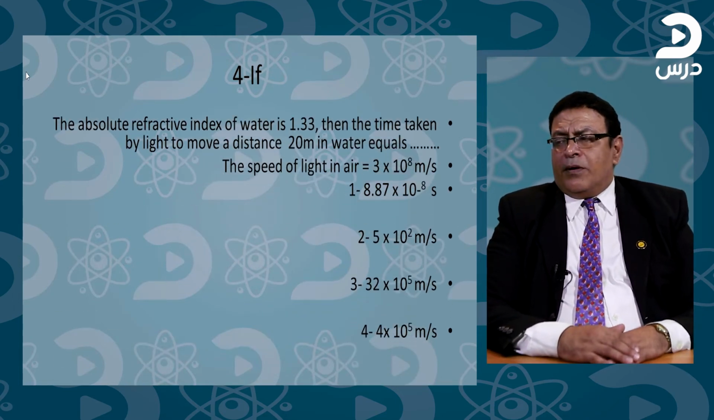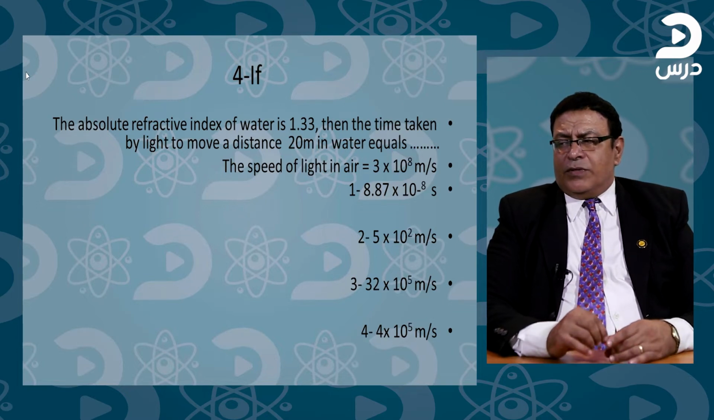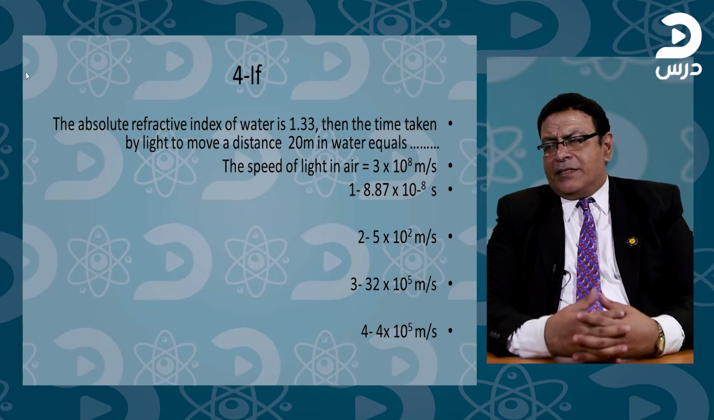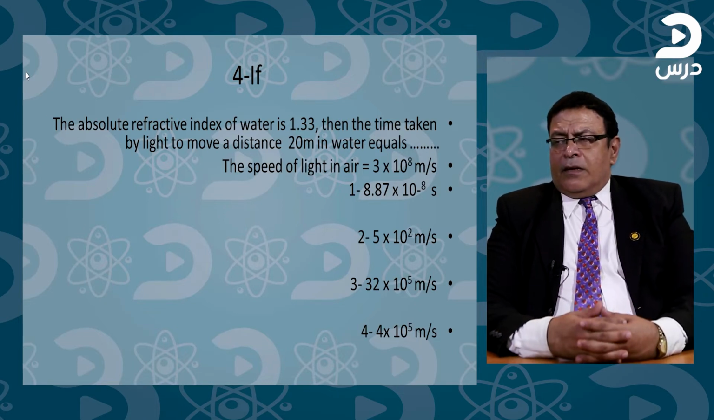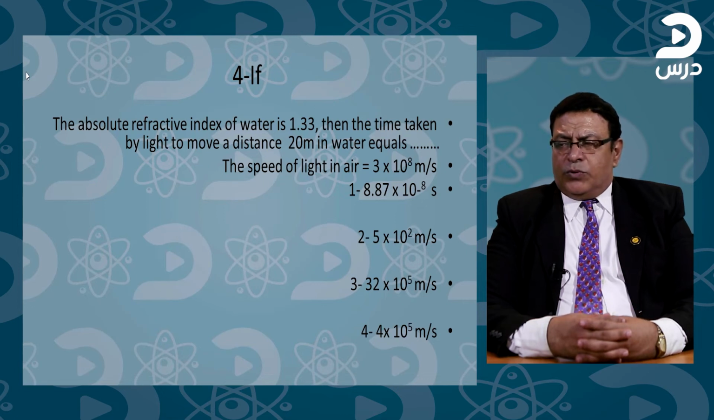Problem number 4. The absolute refractive index of water is 1.33. Then the time taken by light to move a distance of 20 meters in water equals: the speed of light in air is 3 multiplied by 10 to the power 8 meters per second. Choose number 1, 8.87 multiplied by 10 to the power negative 8 seconds.